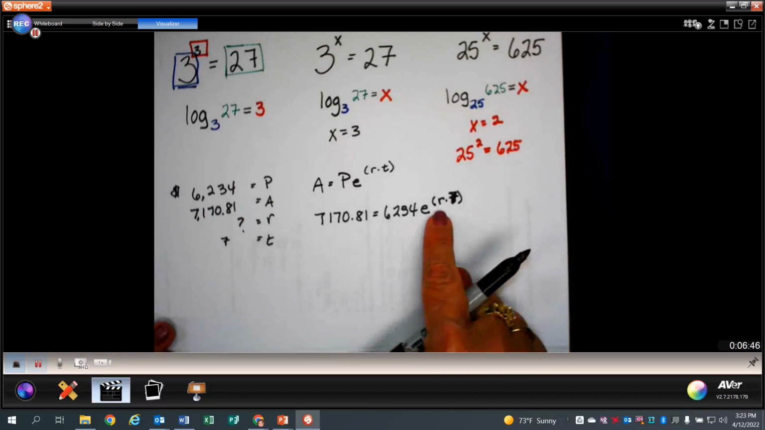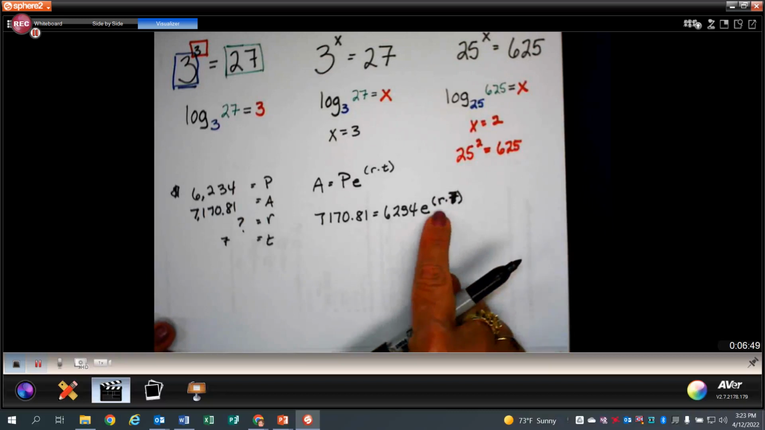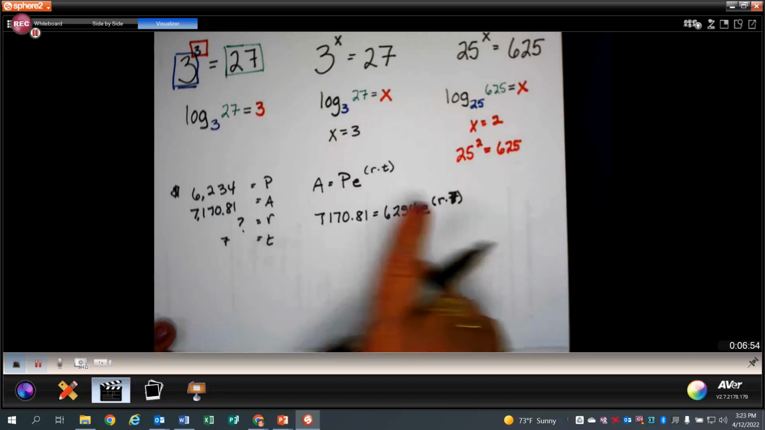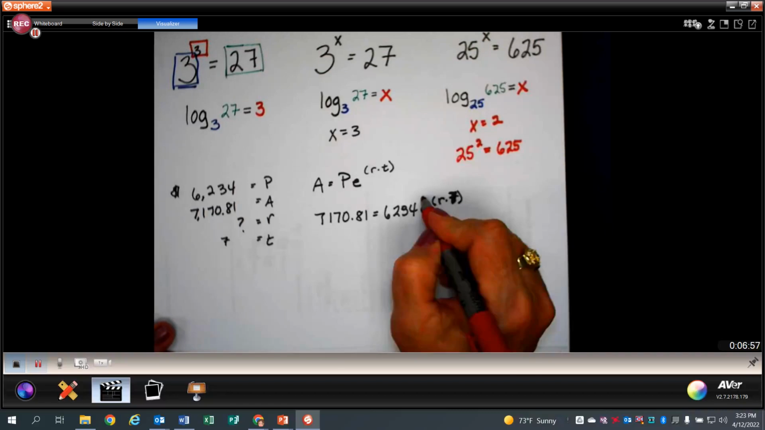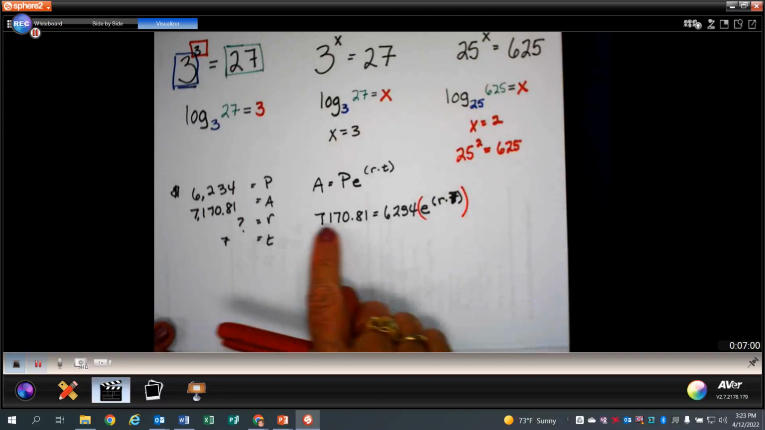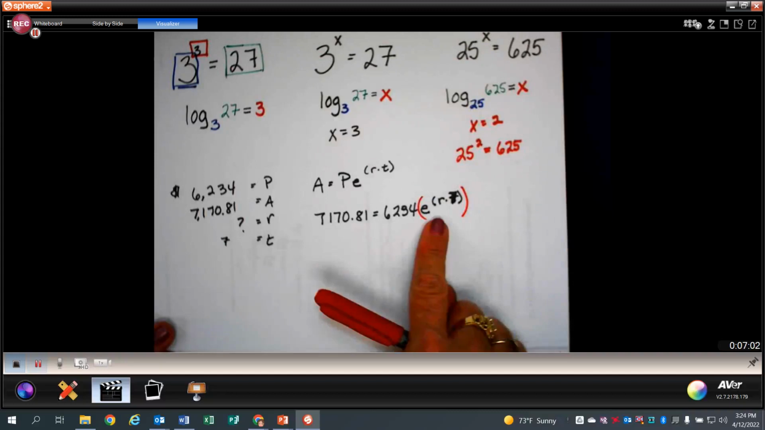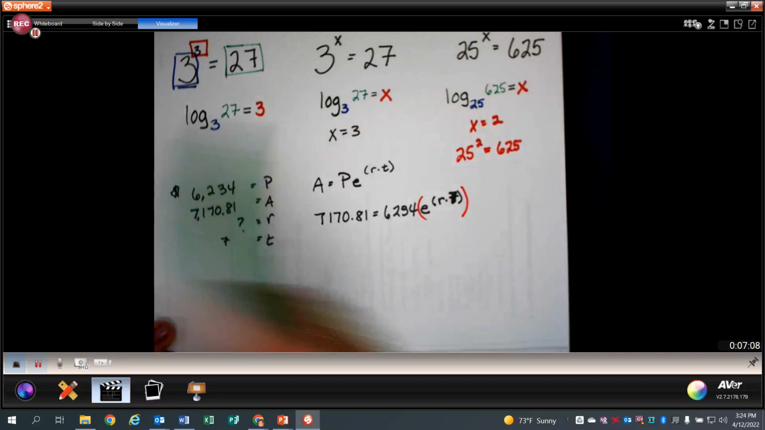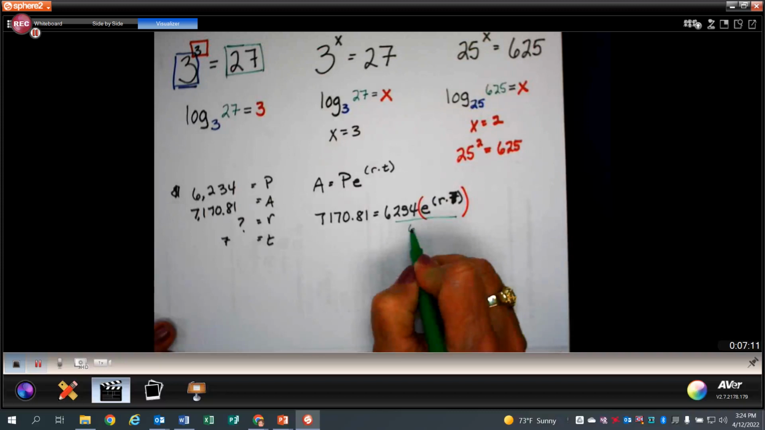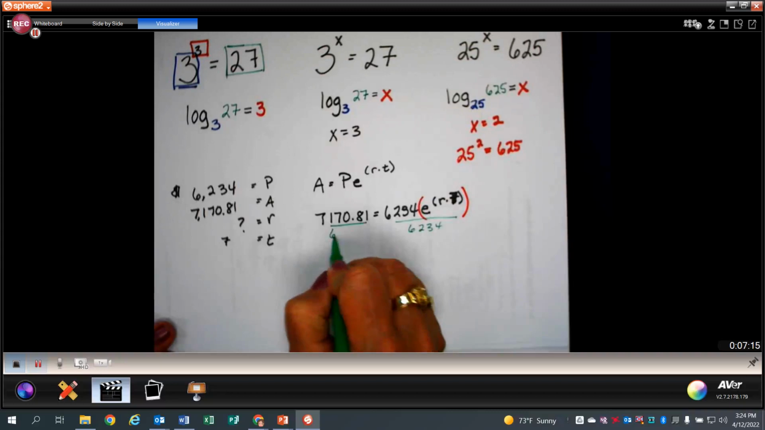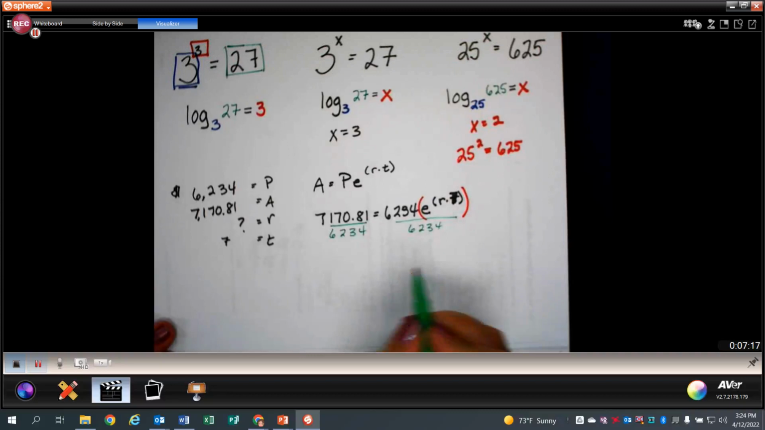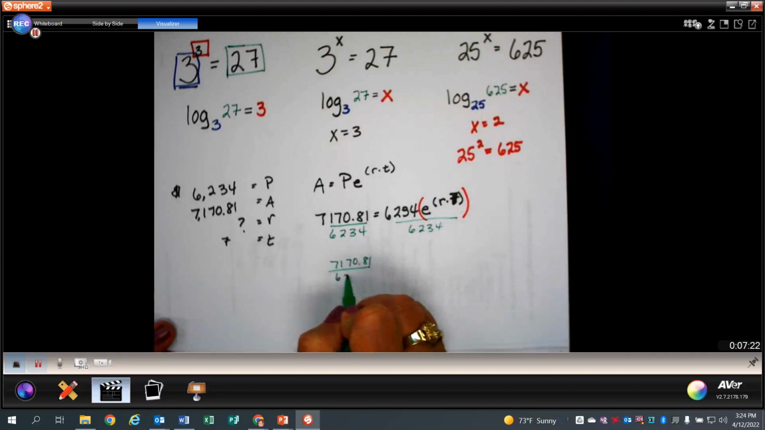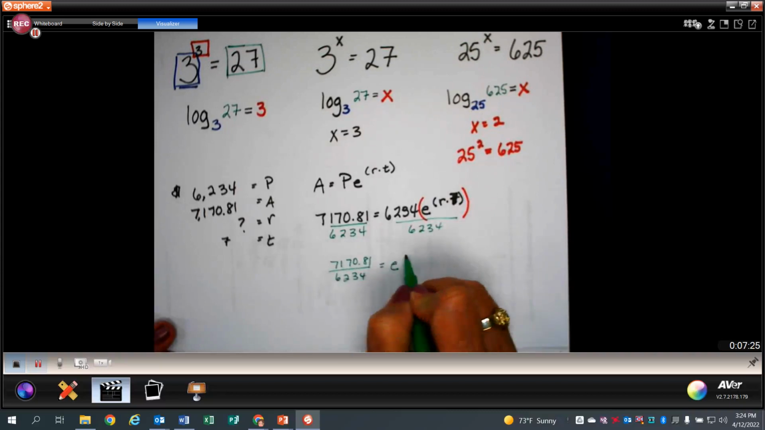And when I am needing to solve for an exponent, I need to convert my problem to a log problem. However, I do need to isolate all of E before I can set up my log. So I need to use algebra to isolate this term. Seeing here that this is multiplication, I want to do the opposite, which is divide. So I will be dividing both sides by 6,234. And then I will have 7170.81 divided by 6,234 is equal to E to the power of R times 7.